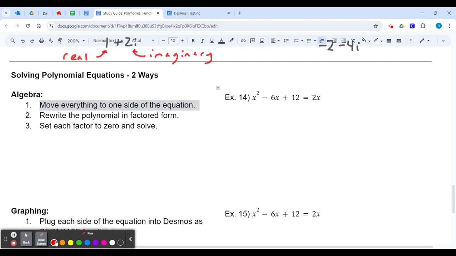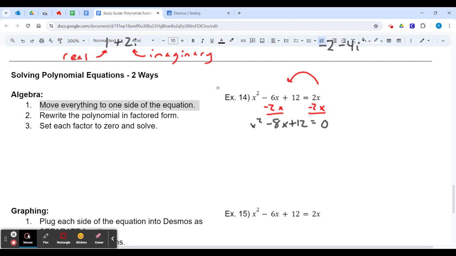So when we do that, we see that all of our stuff is over here on the left. I want to move this 2x over to the left side with it. So what I'm going to do is I'm going to subtract it from both sides. Notice how I'm stacking up those like terms underneath each other. I get x squared minus 8x plus 12. And if I subtract everything from the right side, I'm just left with 0 over there.